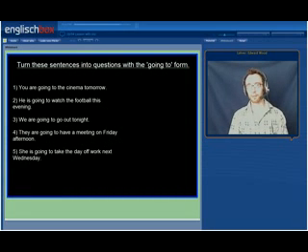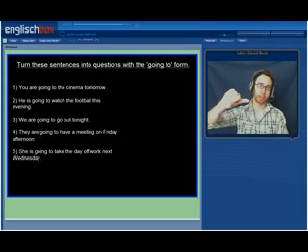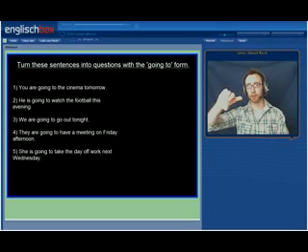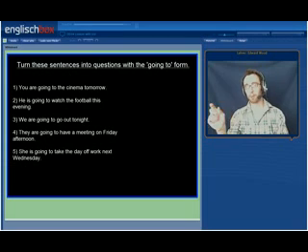Moving on from the affirmative sentences and responses, we are going to look at question formation. Here you have 5 affirmative sentences. All I want you to do is to turn them into questions. Very simple. To make a question with going to, all you have to do is to swap the subject and the auxiliary verb. This means that the verb to be comes first, followed by the subject. So you are going to the cinema turns into, or becomes, are you going to the cinema?